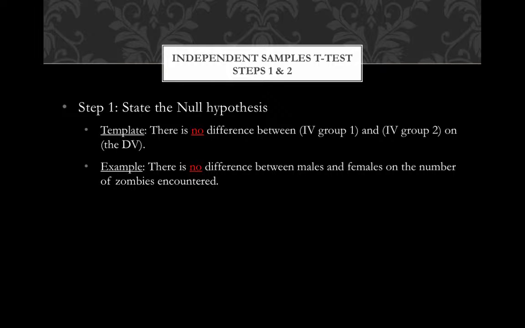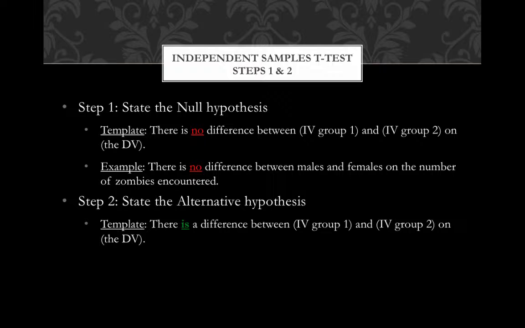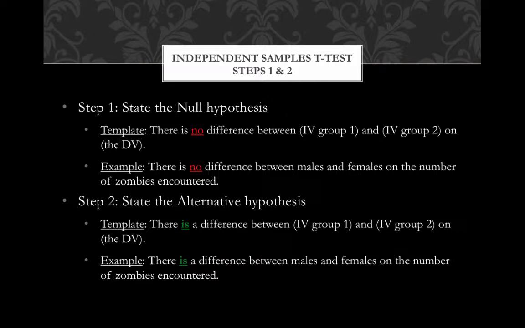And we can then go ahead and do our equation. Step 2 is what? Stating the alternative hypothesis. And when we state the alternative hypothesis, what are we positing? That there is a difference. So it's simply there is a difference between whatever our two groups are on our dependent variable. And so there is a difference between males and females on the number of zombies that they encounter.